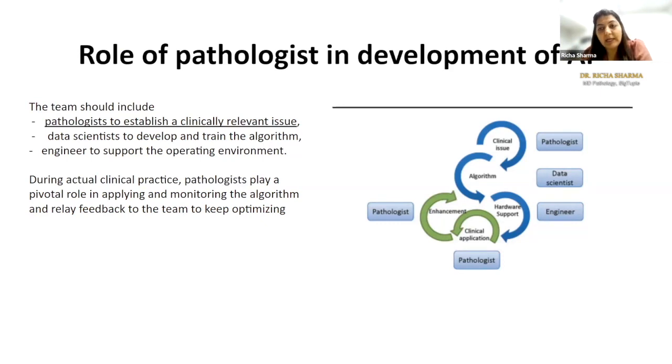Now, after this AI has been developed, it will go to actual clinical practice, and the pathologist sitting there is going to play a pivotal role in applying, monitoring, and relaying feedback to the developing team to optimize the solution. So we are as important a part in the development of AI as the other components of this team.